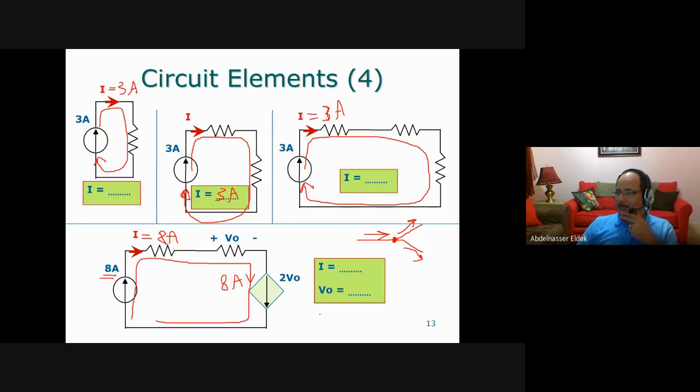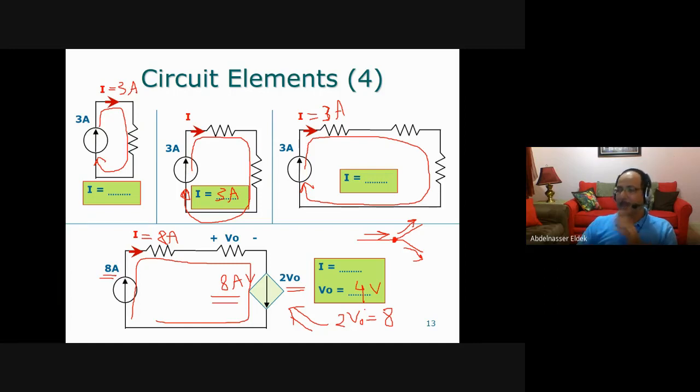But what is this? This one is a current source also. It's a dependent current source. What's its value? It is 2V0, right? I know that it's 2V0, and I know also that it's 8. So 2V0 equals 8. If 2V0 equals 8, what is V0? It's 4. V0 is 4 volts.